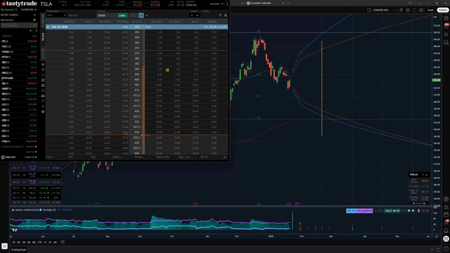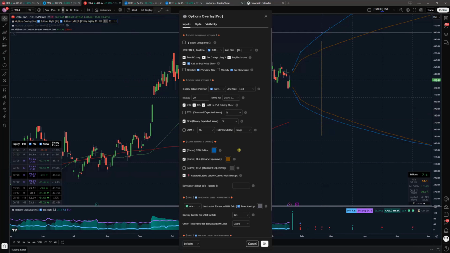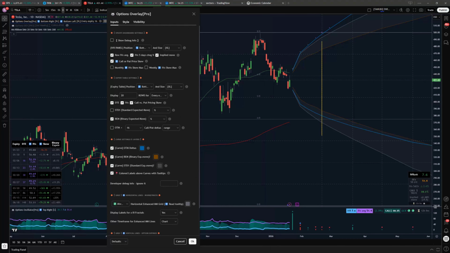So if you are used to watching these expected move levels on TanukiTrade, you can find it on the TradingView indicator as well now. Now let's see the third curve that we implemented in our overlay indicator, which is called the standard deviation 1. So that's the standard deviation expected move. It's a different expected move than the binary expected move. I will explain why it's different.